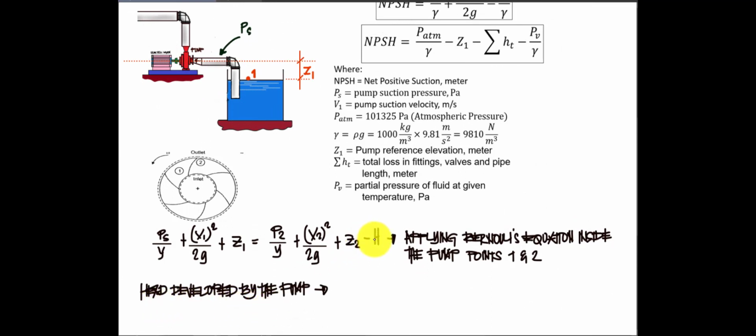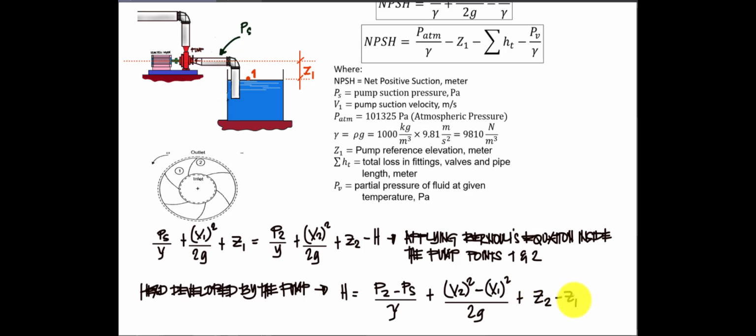minus your head. Now, to get the head developed by the pump, we simply rewrite our equation as the head equal to the pressure 2 minus the pressure at the suction, divided by the specific weight, plus the velocity at point 2 squared minus the velocity 1 squared, divided by 2 times your gravity, plus Z2 minus Z1. This is now the head developed by the pump.